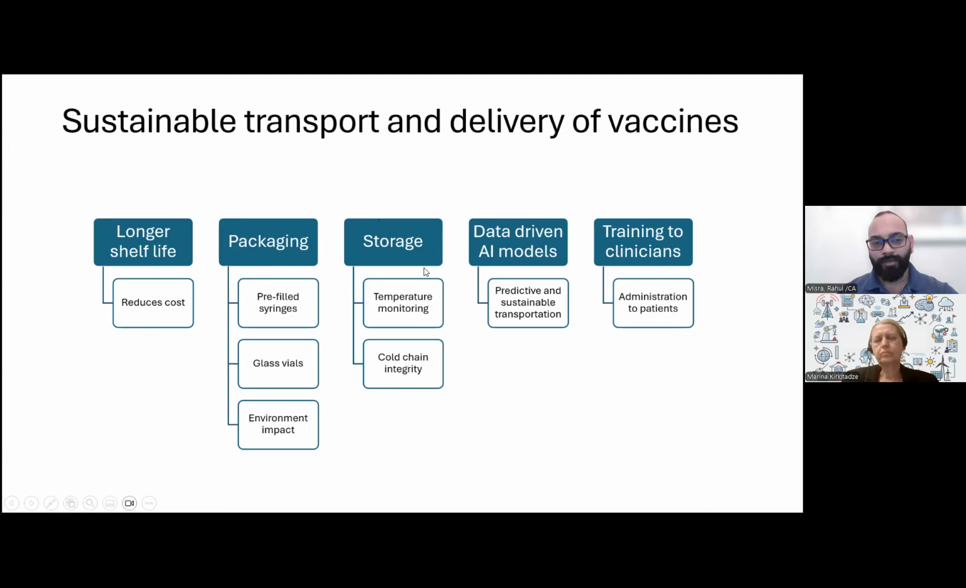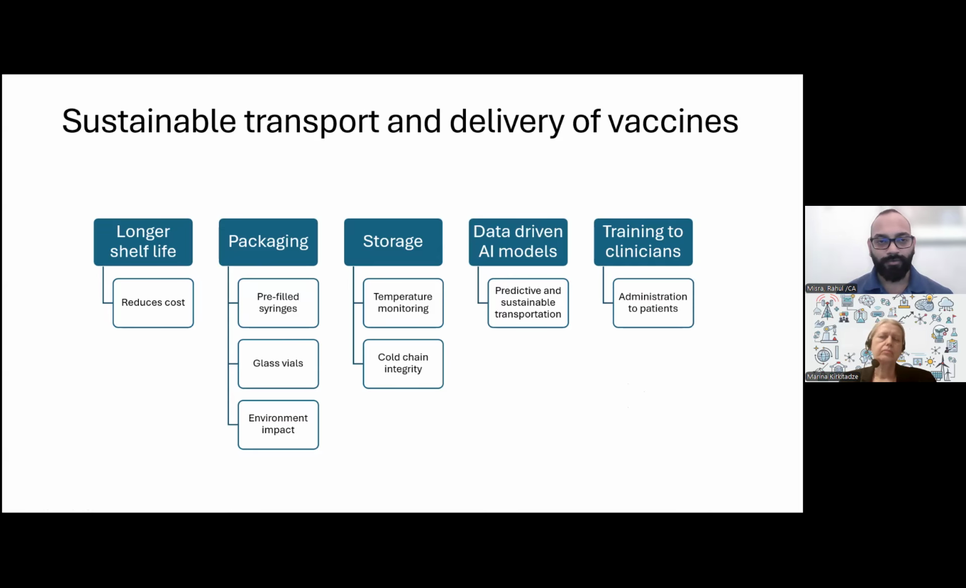How are we storing it? Do we have to monitor the temperature? Do we need to maintain the cold chain integrity? And are there any data-driven AI models or predictive models which can make this whole process sustainable? Do we need to train the clinicians? Is there any specific training which we need to provide to the nurse practitioners and clinicians to administer these specific vaccine formulations? So all these factors are very important to design a sustainable vaccine formulation.